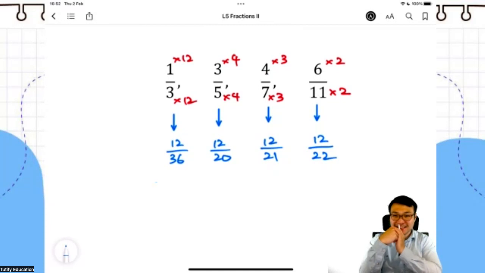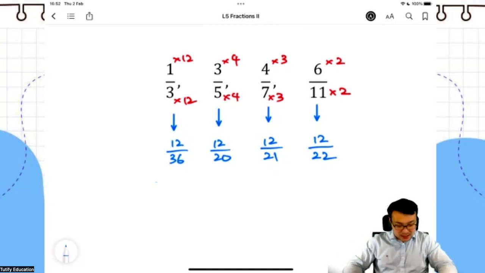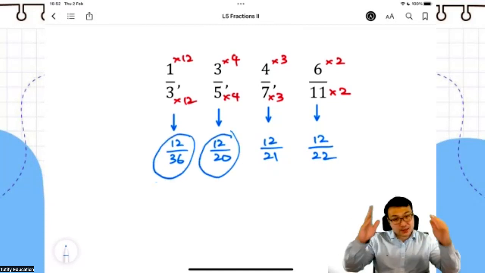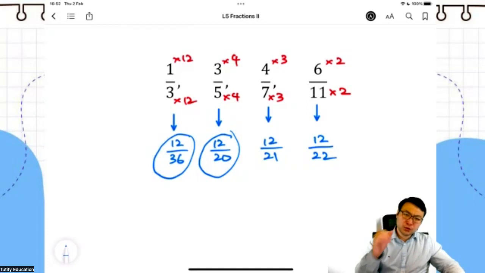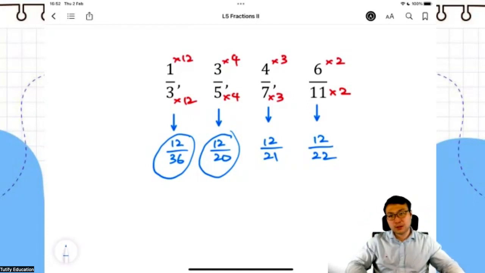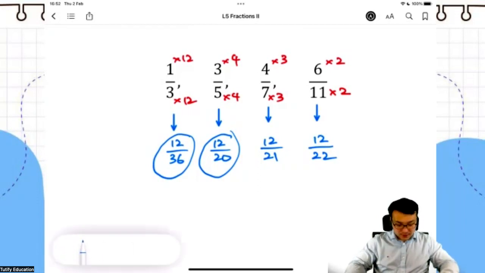Any idea? Okay, let's just compare this and this. Which one do you think is bigger? 12 over 20. Oh, very good. You're correct. How do you know that 12 over 20 is bigger than 12 over 36? How do you know? Is it a gut feeling or do you have a way?